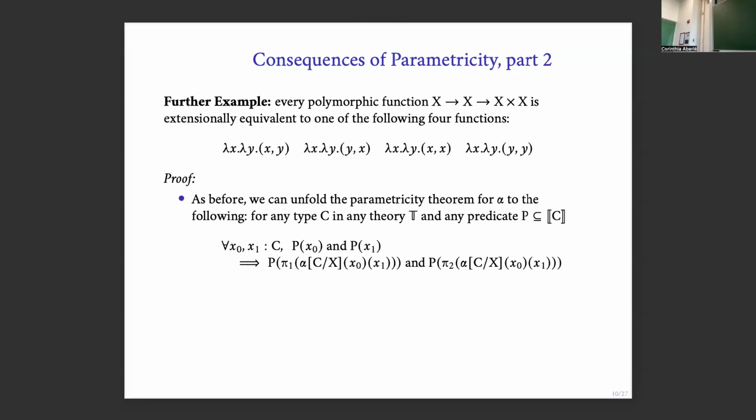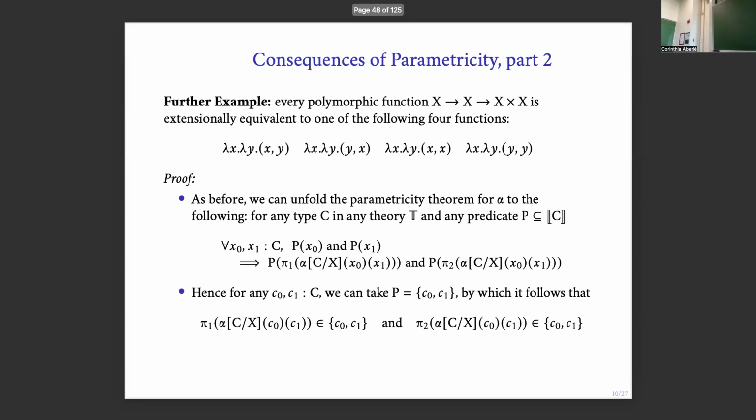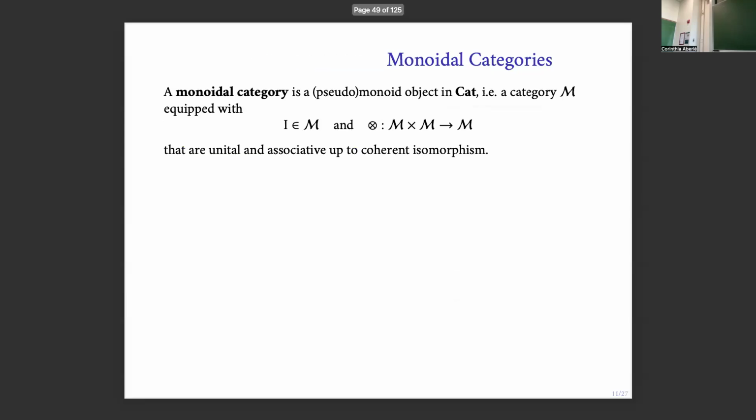So we can unfold the parametricity theorem for alpha to the following: for any type C in any theory T and any predicate P, for any 2 elements x0 and x1 of type C such that P of x0 and P of x1, then the first projection of applying alpha to x0 and x1 and the second projection both have to satisfy P. And so for any c0 and c1, we just take P to be the set {c0, c1}, by which it follows that the first projection has to be one of c0, c1, and the second projection also has to be either c0 or c1. And then you can see by just doing a case analysis that these are the only 4 options you get.